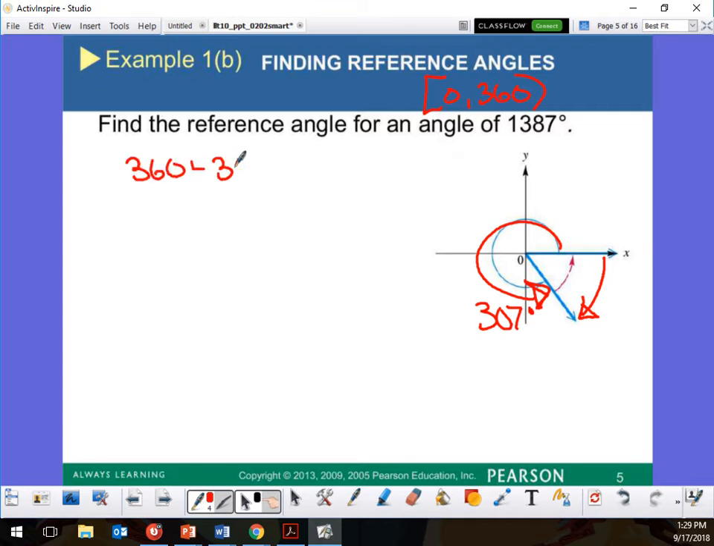For quadrant 4, it should be 360 minus theta. So every single time in quadrant 4, it's going to be like that. So 360 minus 307 is going to give me my reference angle of 53 degrees here.